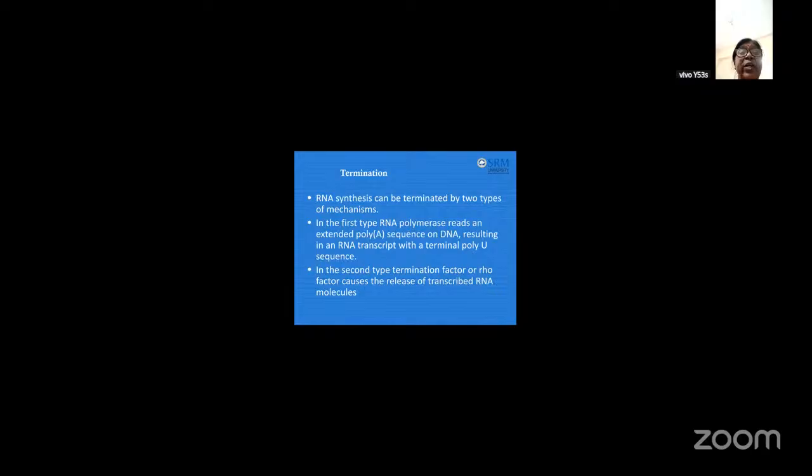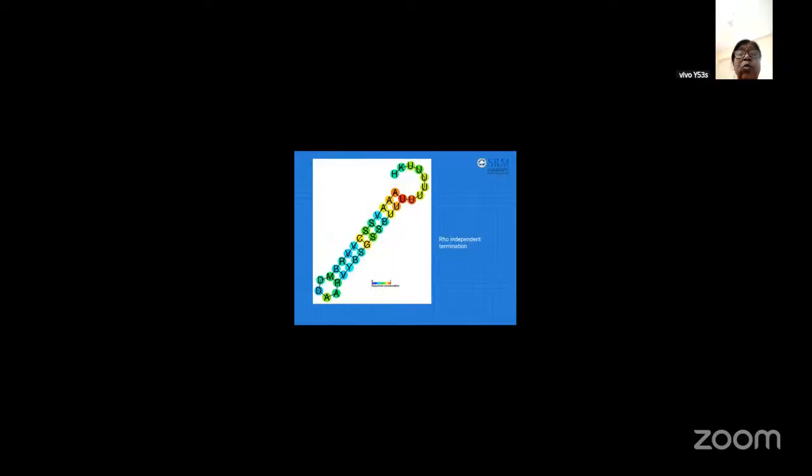The last is your termination. RNA synthesis can be terminated by 2 types of mechanisms. The first type, RNA polymerase reads an extended poly A sequence on the DNA, resulting in an RNA transcript with a terminal poly U sequence. The second type, termination factor or the Rho factor, will cause the release of the transcribed RNA molecule. So this is Rho independent transcription termination. This is the termination process.